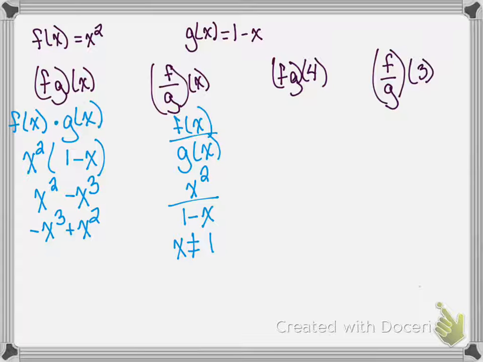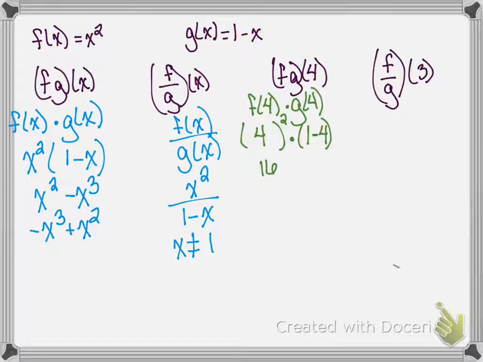Now, I'm going to do numbers. F times g of 4. So, what this means is f of 4 times g of 4. So I'm going to plug in 4 for x, and I'm going to have 4 squared. Then I'm going to multiply that times 1 minus 4. 4 squared is 16. 16 times negative 3 is negative 48.